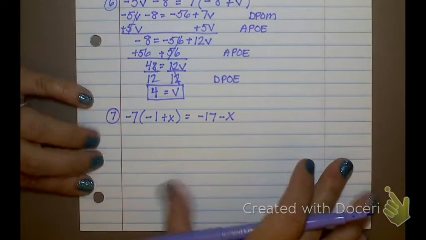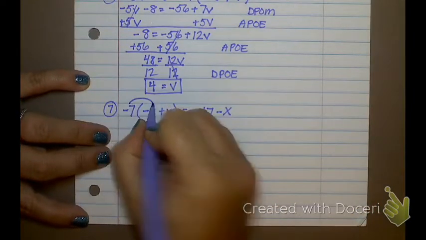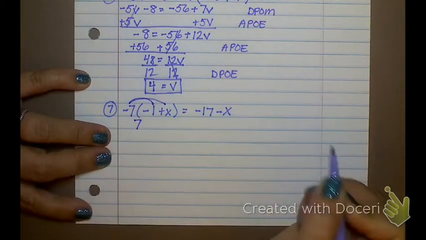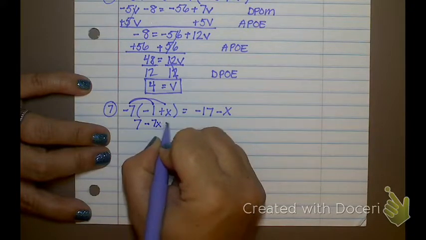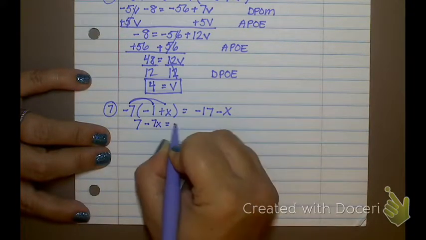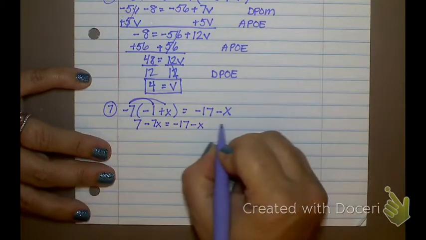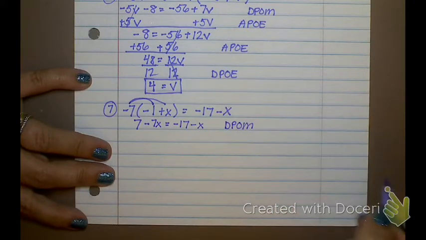All right, what do I have to do first? So -7 times -1 is +7. -7 times positive x is -7x. Then I have an equal sign, -17 minus x, because I haven't touched that one yet, right? That was my distributive property of multiplication.